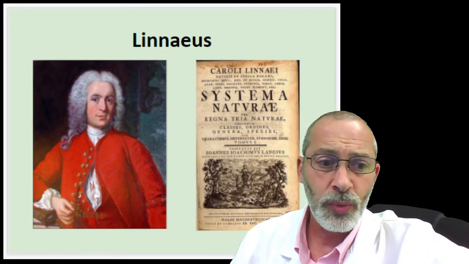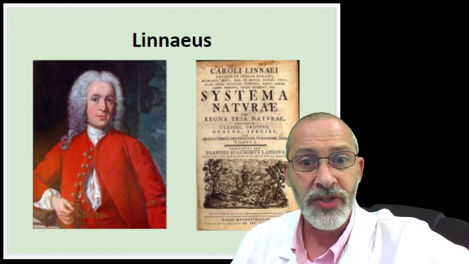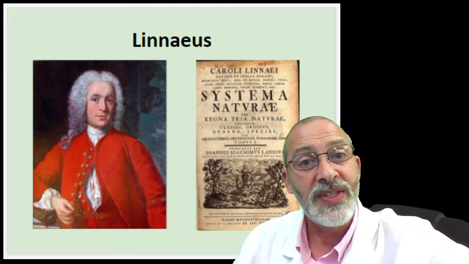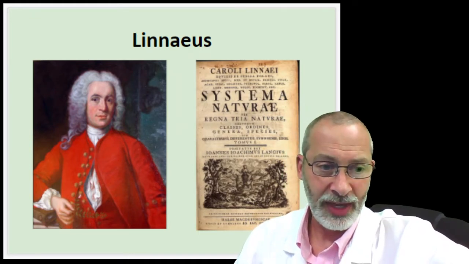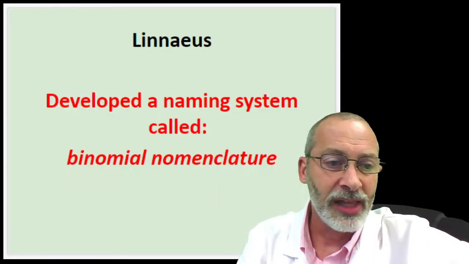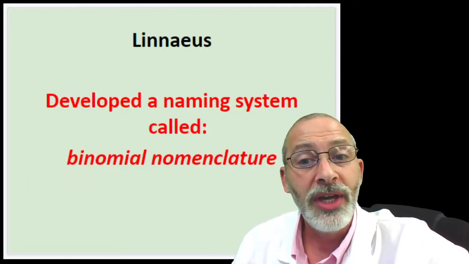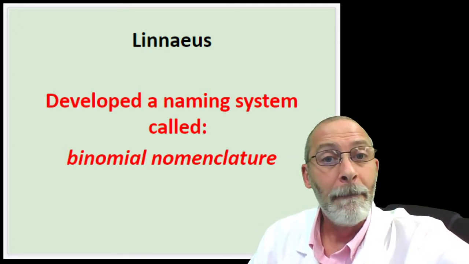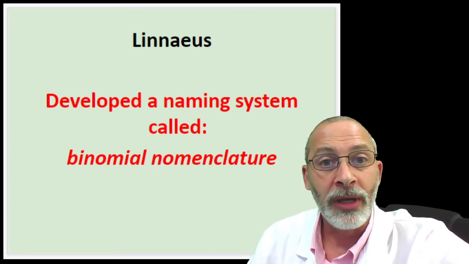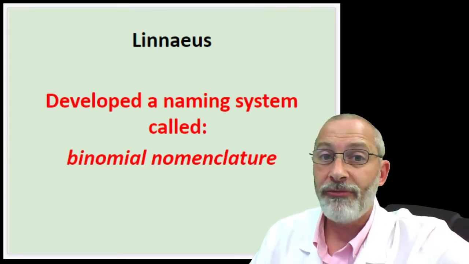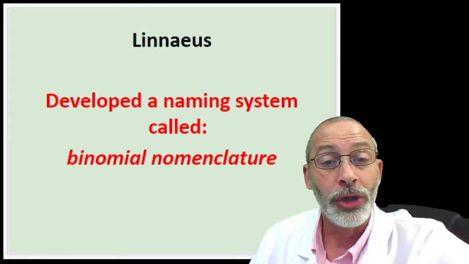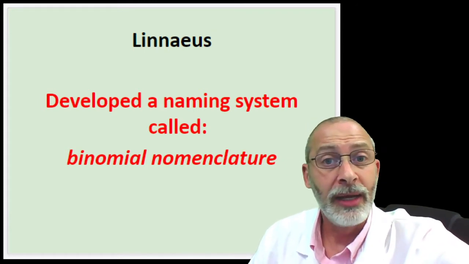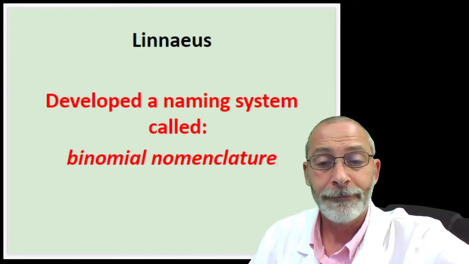And he came much later than Aristotle. Linnaeus, from the 18th century, developed a system of naming things. In fact, Linnaeus developed a naming system called binomial nomenclature. You may have heard reference to this binomial nomenclature before, but we're going to unpack it and learn about it in a little bit more detail here today.